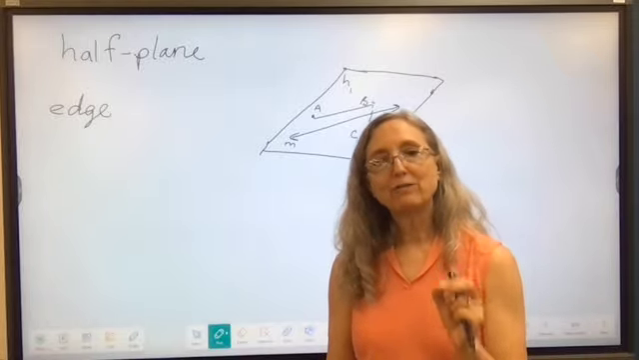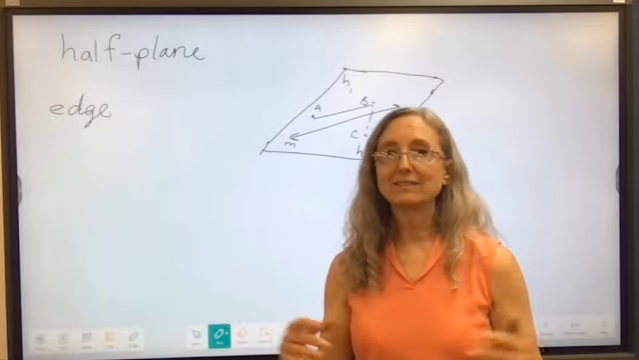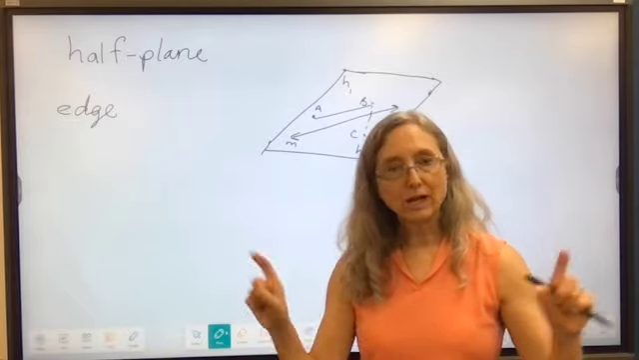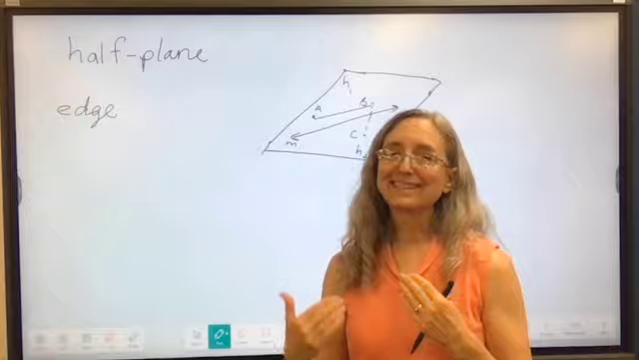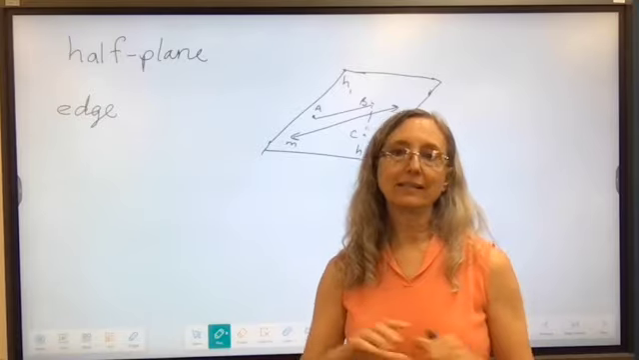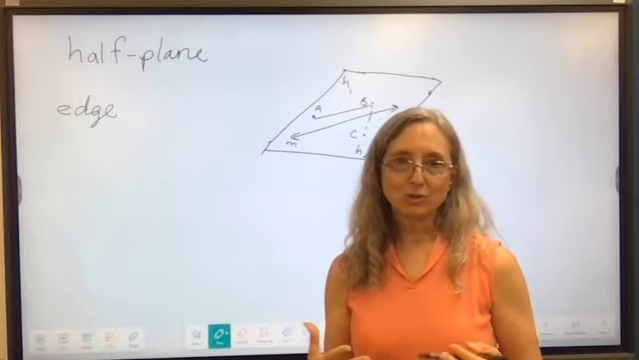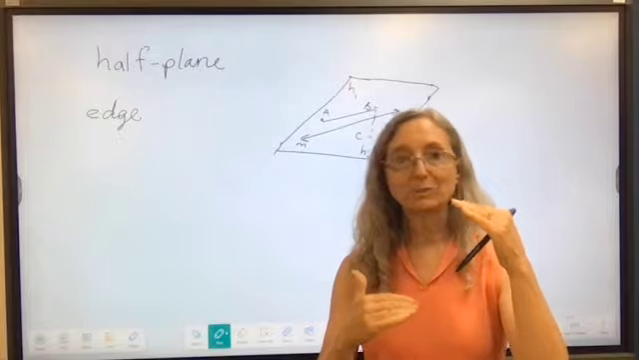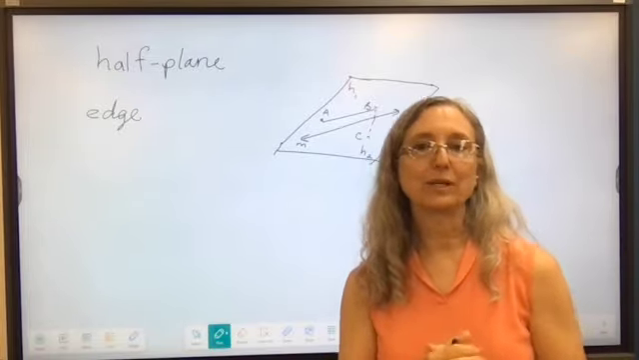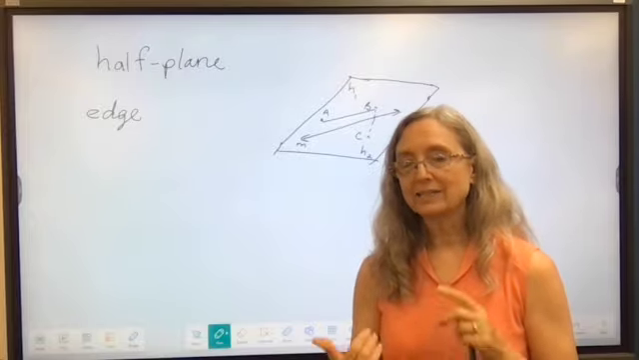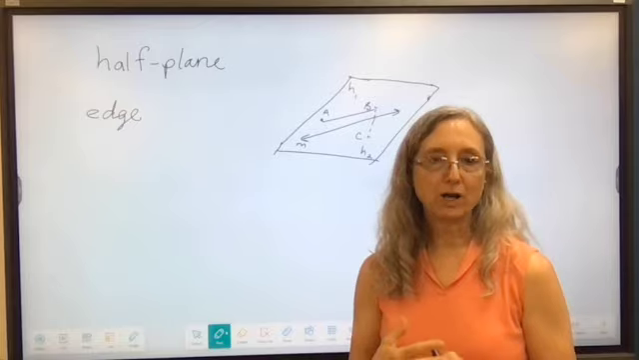So just like every point on a line divided a line into three disjoint sets, the two half lines and the point, the same exact principle applies with a plane. Every line in a plane creates three disjoint sets, the two half planes and the line. You can put that in your notebook as the plane separation postulate.